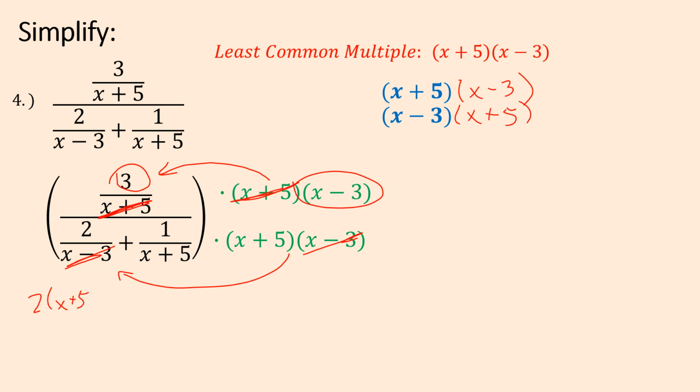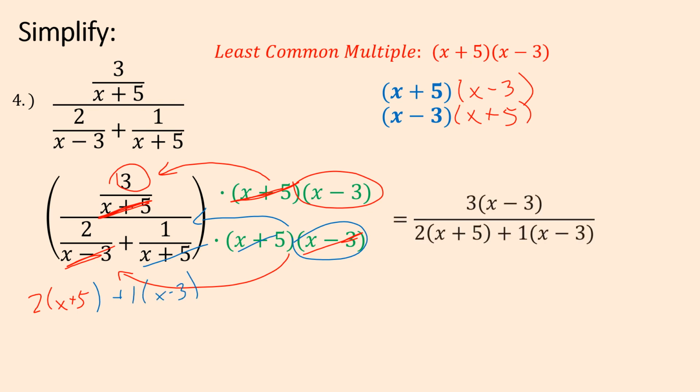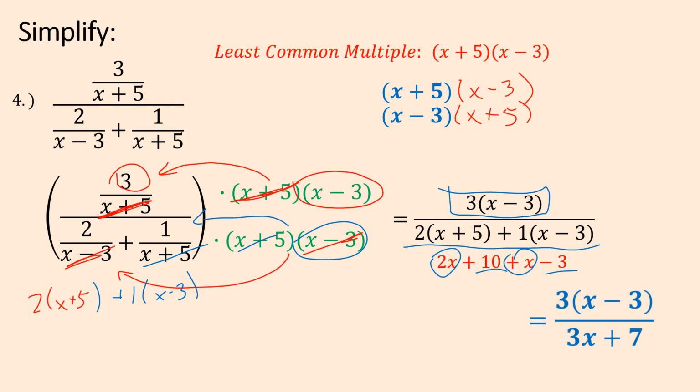And then we do the same thing with this other fraction. X plus 5 cancels. This is still here. We get a new one each time, and we have 1 times x minus 3. So it looks like this. We can simplify the bottom by putting these together. This we could distribute, but since we want our answer fully factored, let's just leave it as it is. In the bottom, we can put together these x's, and we can put together these numbers, and we get 3 times x minus 3 over 3x plus 7.